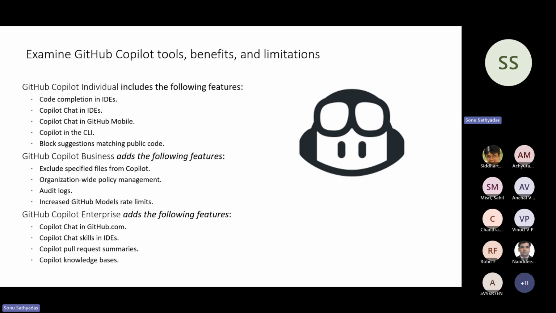But yes, you will be able to configure that setting in your GitHub Copilot account. Suppose you are the administrator of the organization and you have access to the GitHub organization account settings, you will be able to update the settings, whether to allow the public matching code or just block it. And when you use GitHub Copilot Business, you can also specify files to exclude from GitHub Copilot.